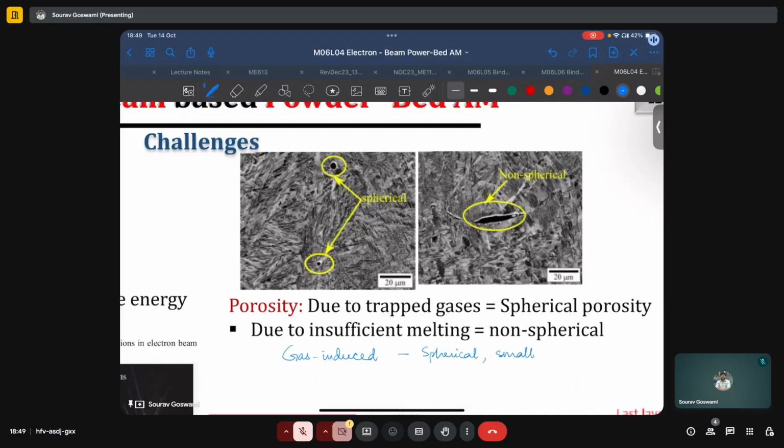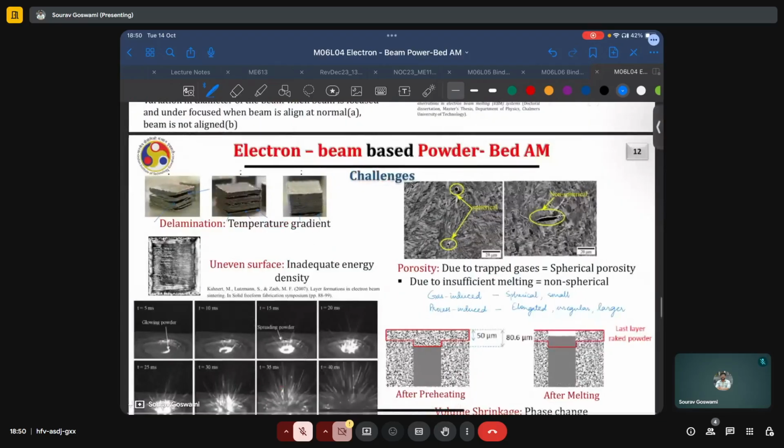The other class of pores are process-induced pores, such as lack of fusion pores, and they may be formed because of insufficient or partial melting, or because of other process-associated deficiencies. And the way to distinguish between gas-induced and process-induced pores is that process-induced pores will typically be elongated and irregular, and they will be typically larger than gas-induced pores.